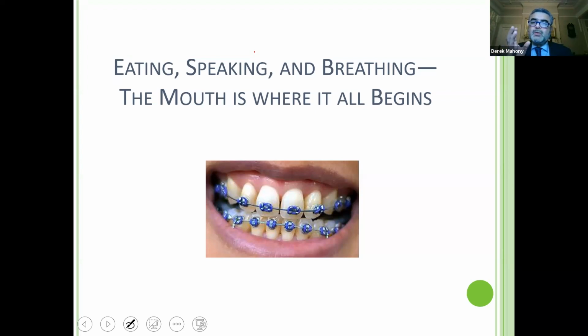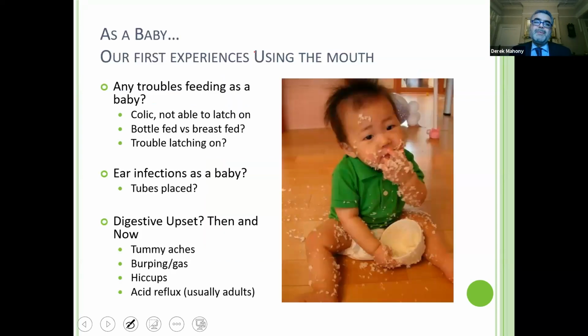I say, listen, would you be worried if your kids started putting their food up their nose, right? And of course the parents say, yes, I am. Well, the nose is for breathing. The mouth is for eating and for speech. So if you understand oral habits are not good, mouth breathing is not good. And even as a baby, our first experiences are using the mouth.